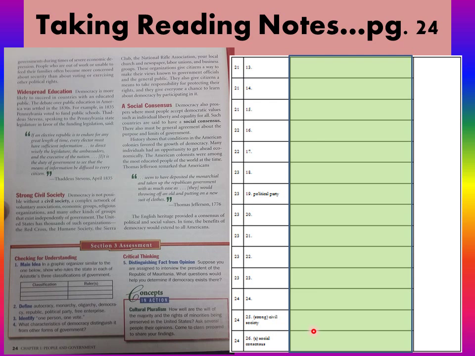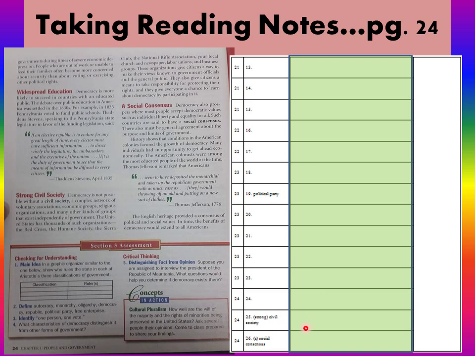So for strong civil society, you can write the definition of a civil society, a network of associations, and so on. Or you can write this part right here about the importance of these civil society organizations, that they give citizens a way to make their views known to government officials and the general public.